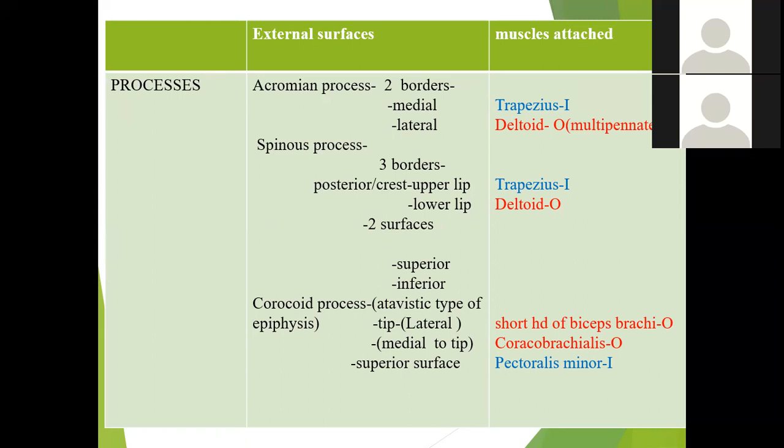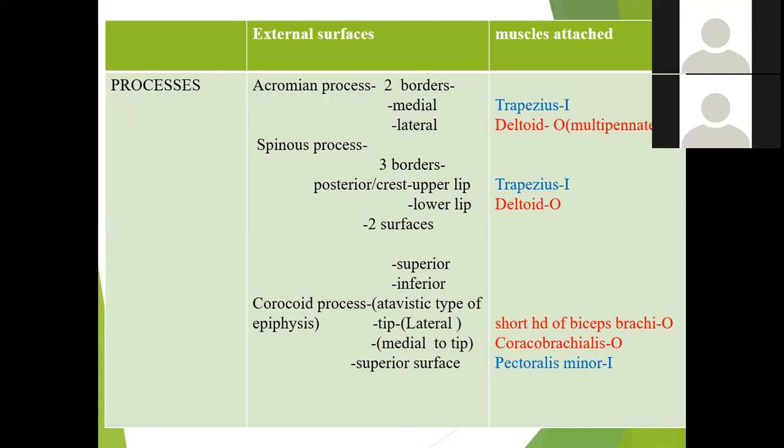The coracoid process has mainly two features: a tip and a superior surface. We study these process features because all of them give attachment for muscles. So the acromion process has 2 borders, that's all. The spinous process has 3 borders and 2 surfaces. And the coracoid process has a tip and the superior surface.